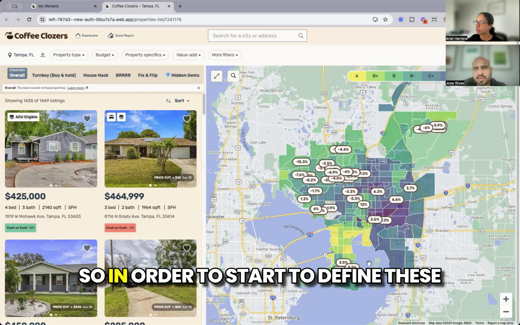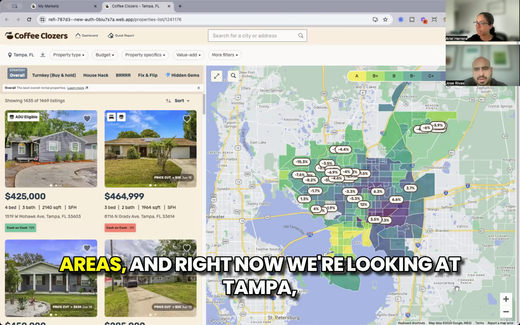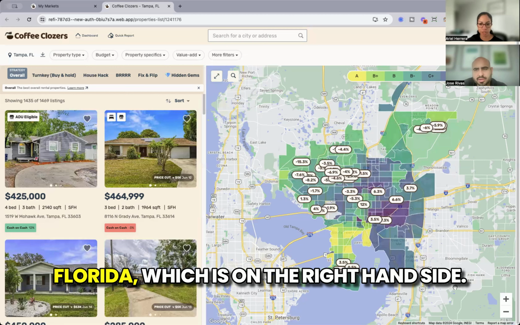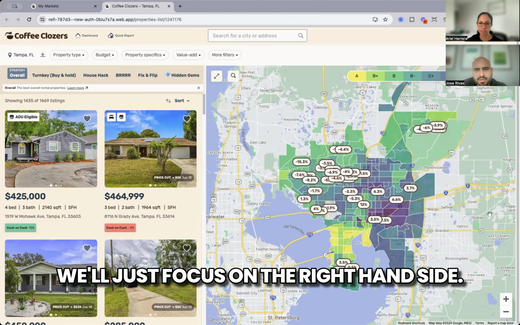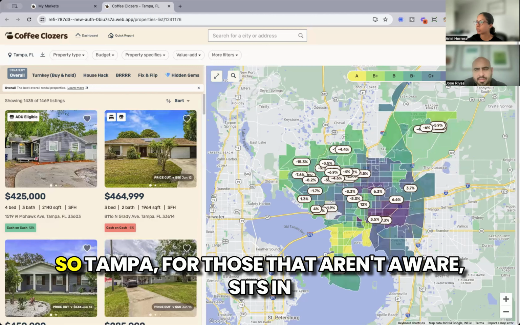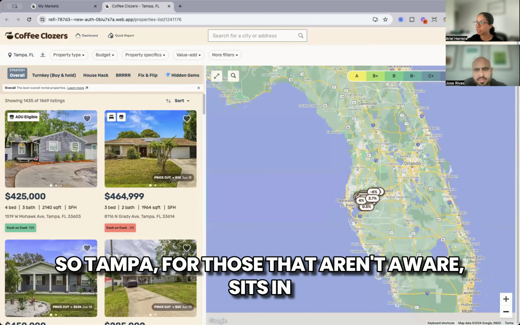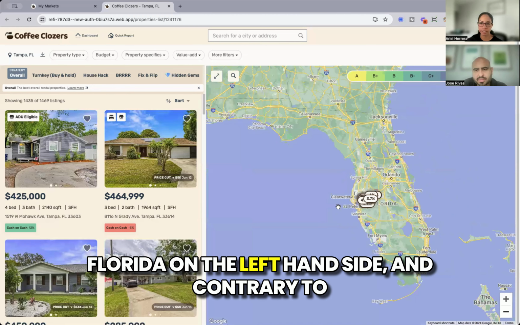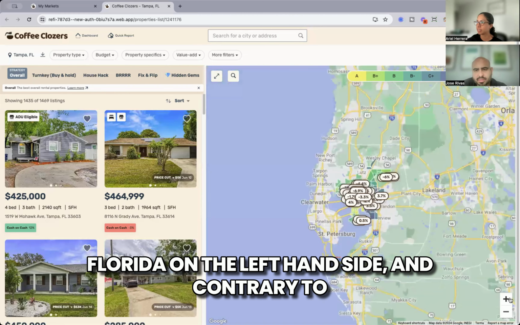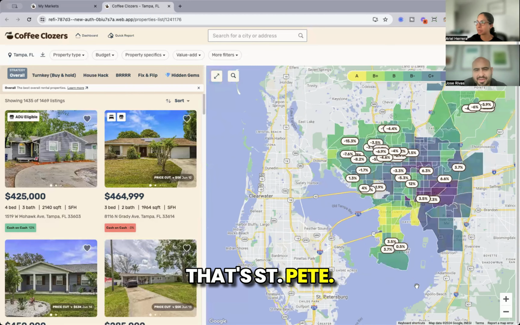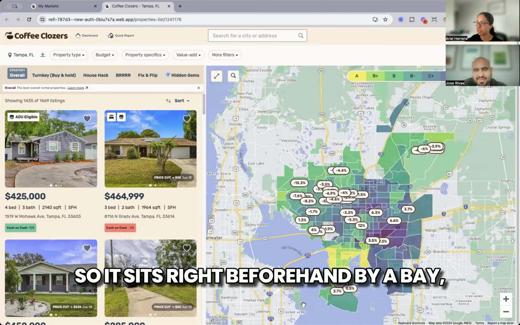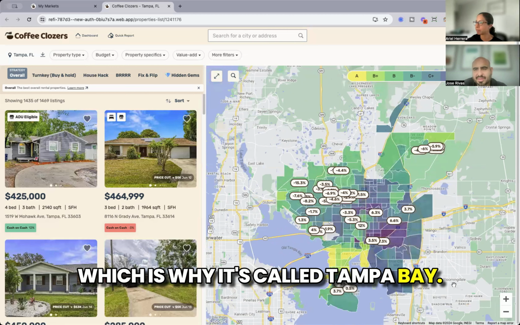So in order to start to define these areas, right now we're looking at Tampa, Florida, which is on the right-hand side, where we see the map. On the left-hand side is properties, but we'll just focus on the right-hand side. So Tampa, for those that aren't aware, sits in Florida on the left-hand side. And contrary to what people believe, it's actually not on the beach. That's St. Pete. It sits right beforehand by a bay, which is why it's called Tampa Bay.